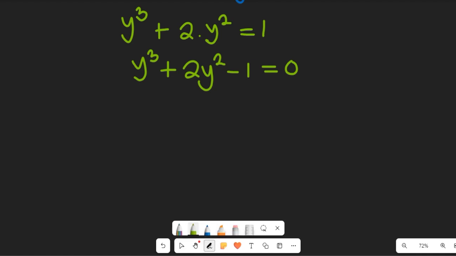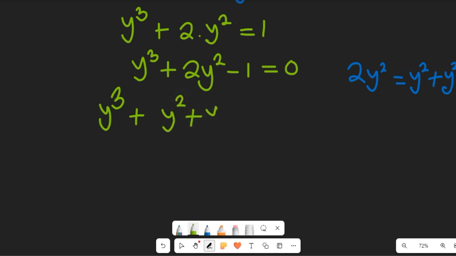Now let's solve this polynomial question. To solve this polynomial question, we're going to have y to the power of 3, plus, now I want to break this up. If I break this up, you can see that 2y squared is simply going to give me y squared plus y squared. So if I replace that, this is going to give me y squared plus y squared minus 1, and this will be equal to 0.